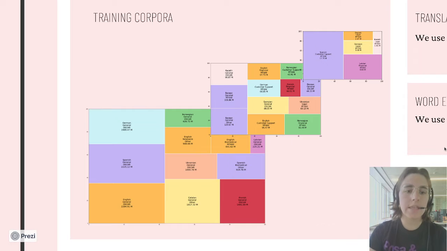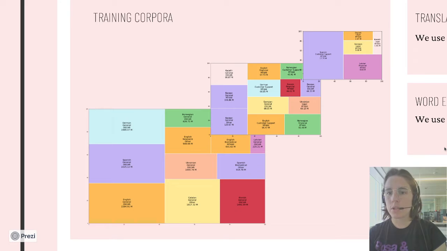Now, as you can see, the largest amount of tokens is 2,200 million from the English general Esclarc, Spanish as well, and German as well, so high-resource languages, and we can go to the other extreme where we have legal Kazakh, for which we only have 1.8 million tokens. Now, you can see here the varying sizes and domains.